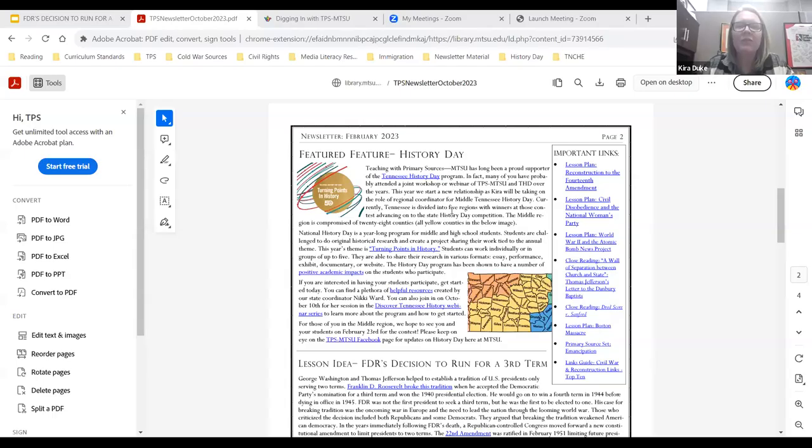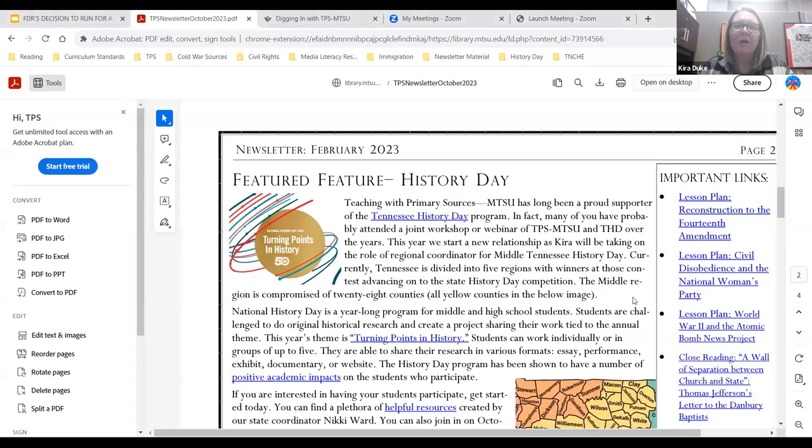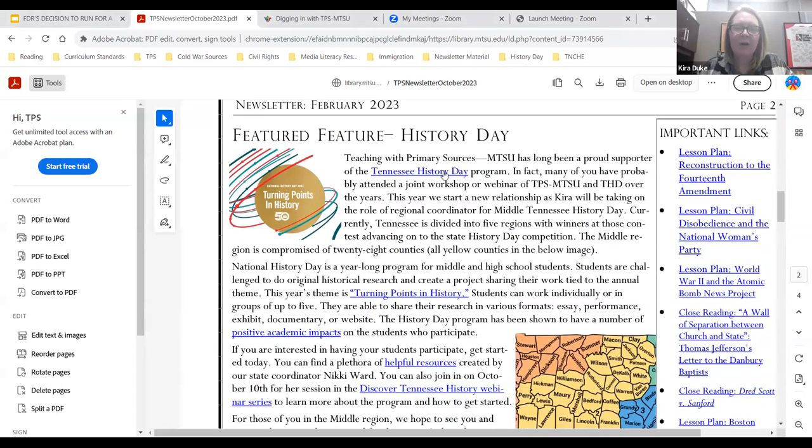So let me pull up the newsletter real quick. I just want to point out a couple of things as we get ready to wrap up here. So in the featured feature, you'll see, again, we have a little article here about the History Day program. Let me make that a little bigger so you guys can see it better. So there's a link to the Tennessee History Day program website, which of course the Tennessee Historical Society runs. They have tons of wonderful links and resources there on that website. So if you are interested in some overviews, resources, that kind of stuff, you can check out that webpage.